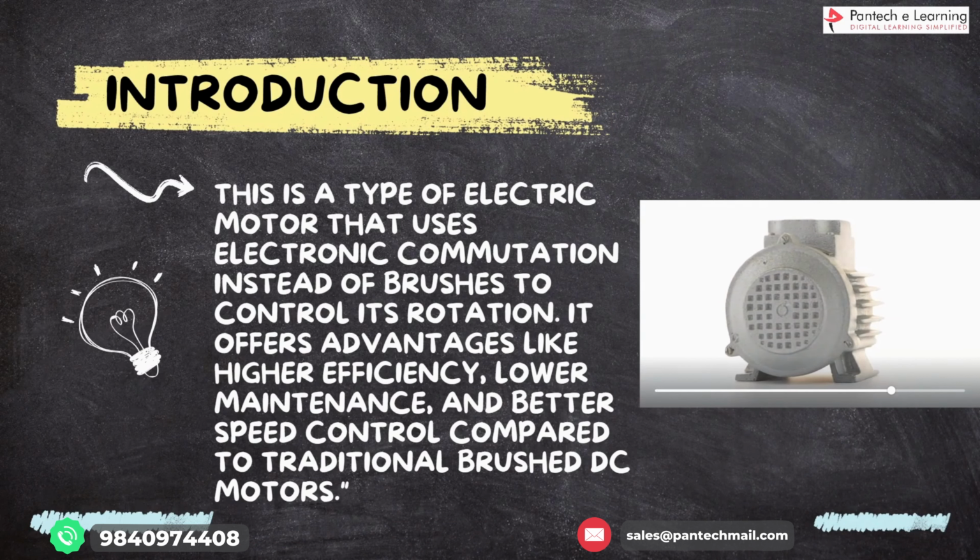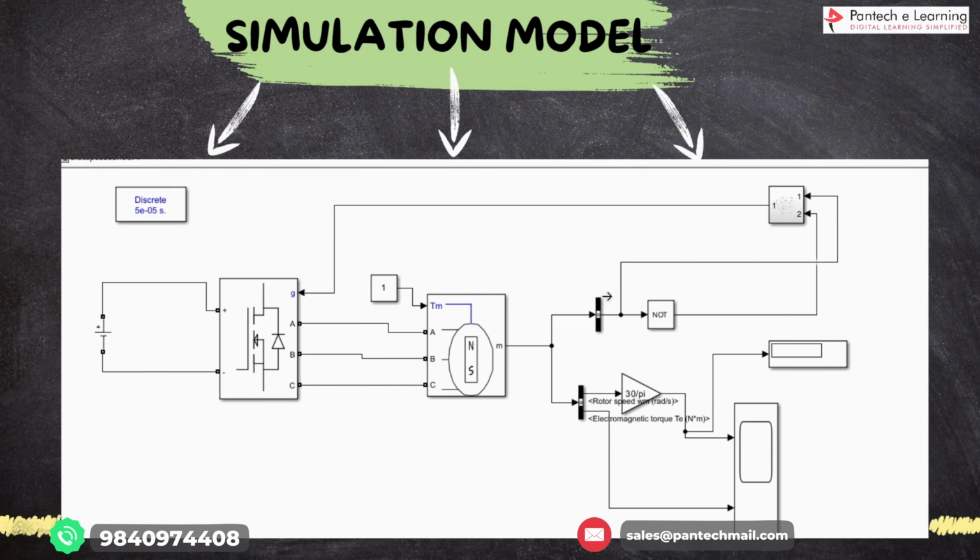There are a lot of methods. One is the voltage control method, pulse width modulation control, sensor-less control, sensor-based control, open loop control, and closed loop control. Today we are going to see the voltage control. So this is our simulation model. We increase or decrease the voltage to control the speed of the motor, that means the brushless DC motor.